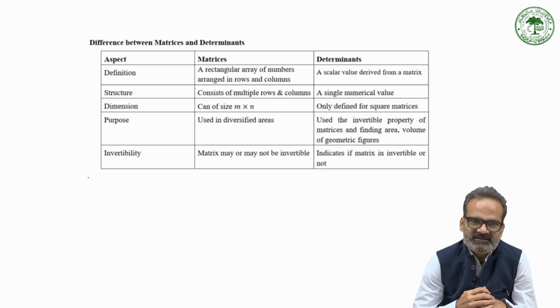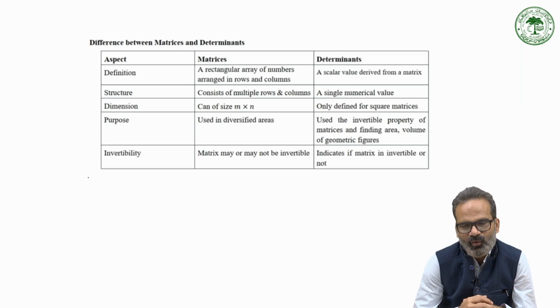The second aspect is what? Structure. As far as the structure of matrices is concerned, it consists of multiple rows as well as columns. On the other hand, in case of a determinant, it's a single numerical value. Dimension: the size of a matrix is m by n, means it may be rectangular or it may be square. But in case of a determinant, it's always square, means the number of rows and columns are both the same.